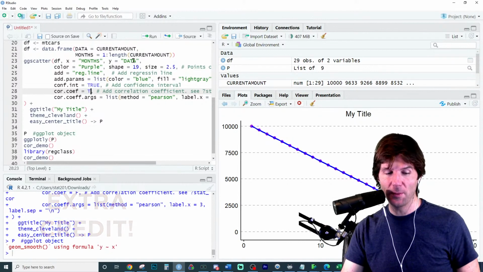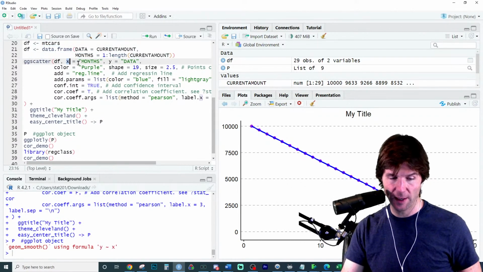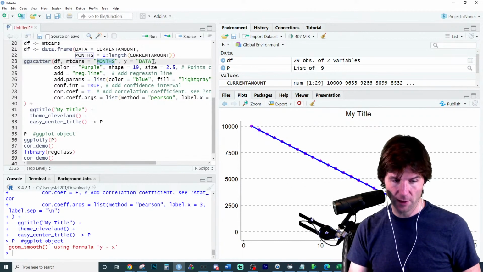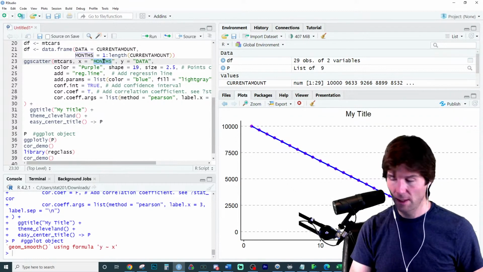Because look at... We can make some really nice graphics right here. Like with the MT cars data frame, we could change this over here to data frame equals MT cars.